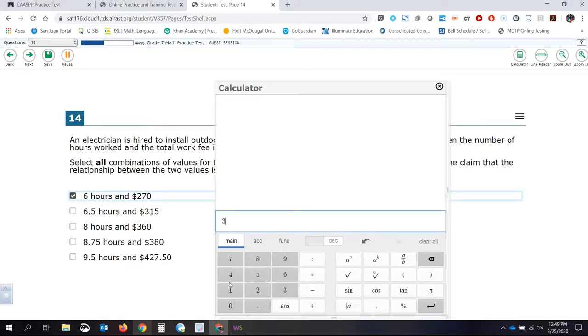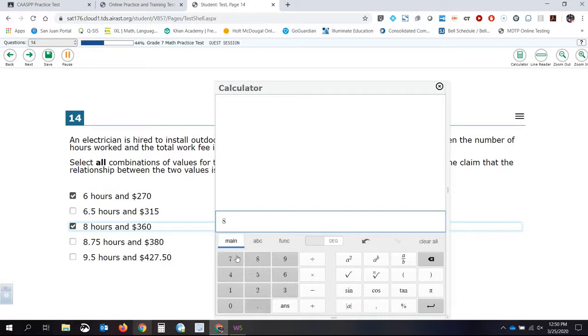All right, then I'm going to clear it out. Next, I'm going to do 315, and I'm going to divide by 6.5. And I get 48.46, and so on. So that one is no. All right, going to clear that one out. Then I'm going to do 360, and I'm going to divide it by 8. And what do I get? 45. We have ourselves a winner. Then I'm going to clear that out.